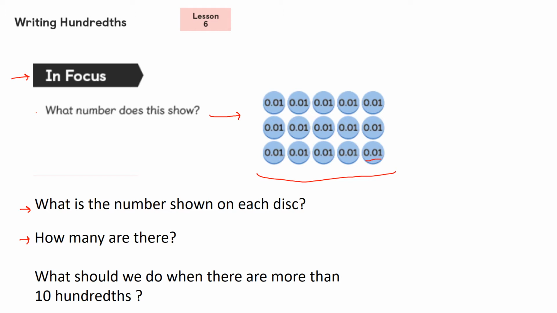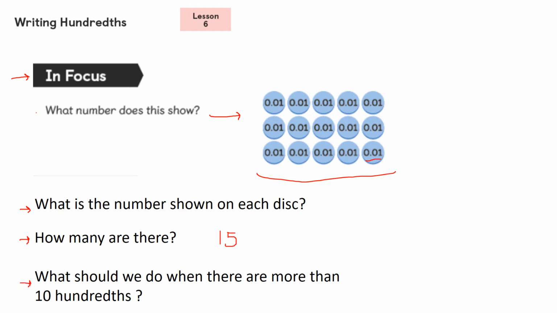Now, how many are there altogether? You should be able to look because it's quite straightforward. It's been displayed in an array. Can you count how many discs there are altogether? Let me give you a moment. Fantastic. I'm hoping that you were able to count. In fact, there are 15 discs altogether. So there are 15 hundredths there.